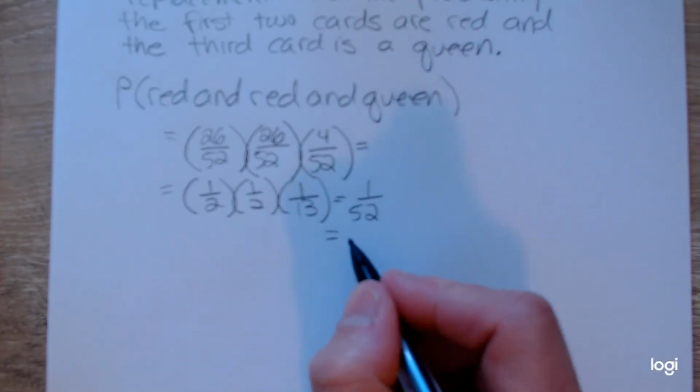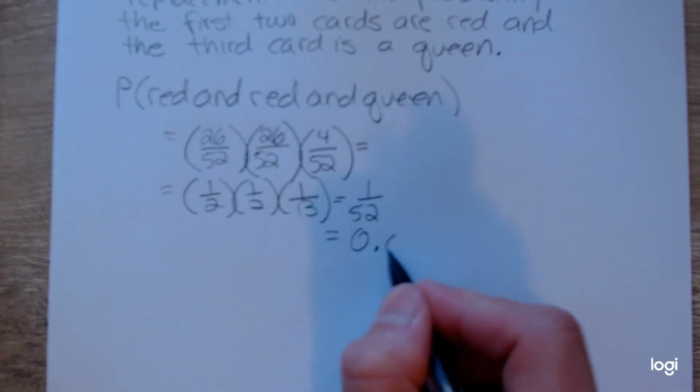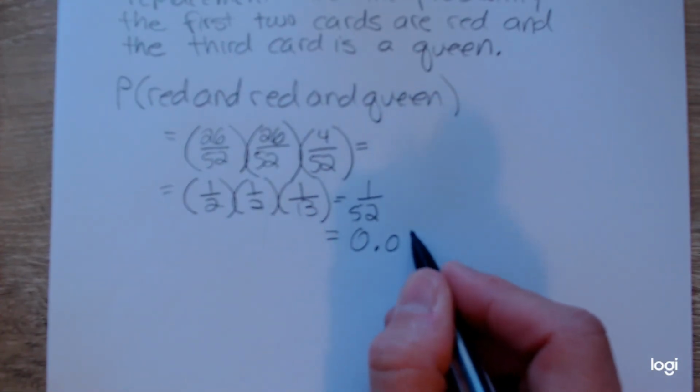Or we could go ahead and convert it to decimal if you're asked to do that in a homework problem. So 1 out of 52 is rounding to 3 decimal places, 0.019.